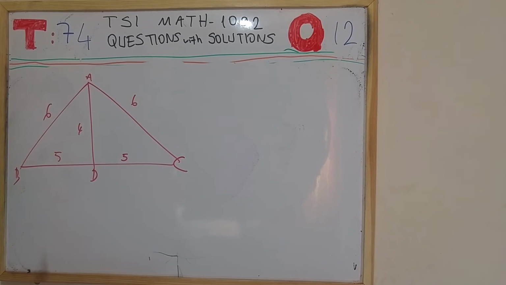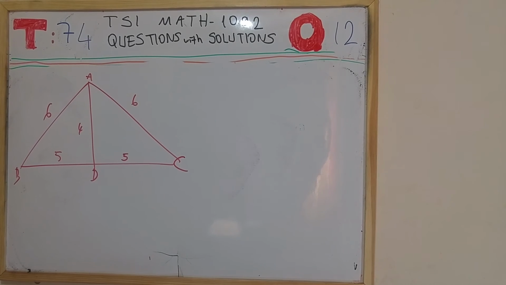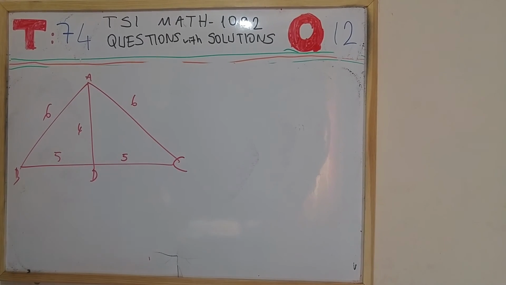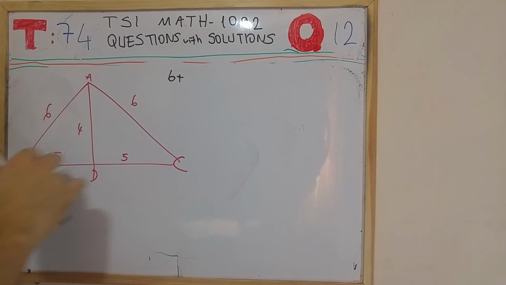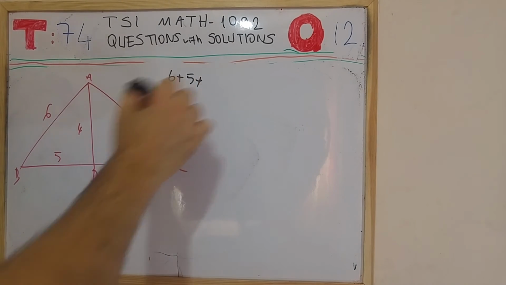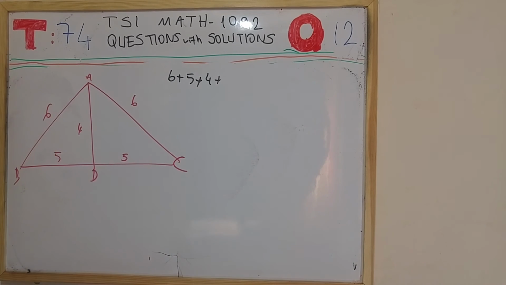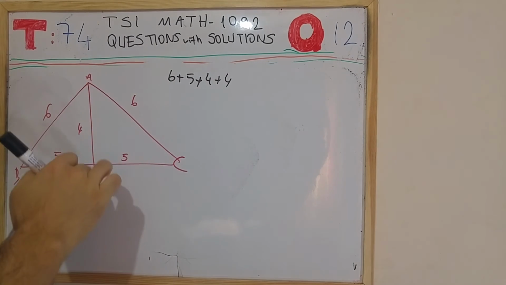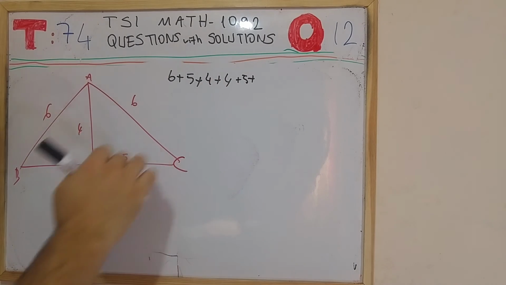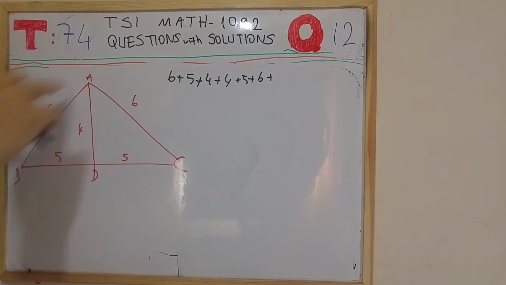We have 3 triangles here, ABC, ABD, and ADC. So we have to sum up all the perimeters of all 3 triangles. For the first one, let's start with ABD. We have AB, which is equal to 6, BD, which is equal to 5, and DA is equal to 4. Now we have the other second small triangle. We have ADC, where AD is equal to 4, DC is equal to 5, and AC is equal to 6.